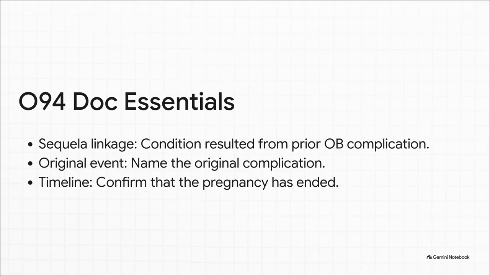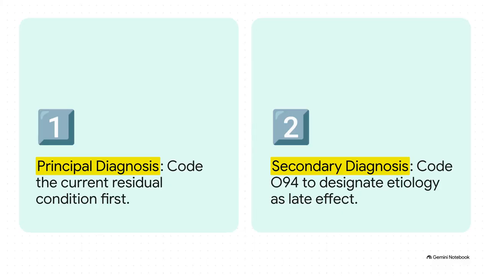Bottom line, without clear linkage in the clinical notes tying that past complication to the present issue, you simply cannot use this code. Now, what's really interesting about this slide is how O94 completely flips the script on everything else we've learned in Chapter 15. Seriously, normally obstetric codes take sequencing priority, right? Well, O94 is a major exception. Your principal or primary diagnosis must actually be the current residual condition. Then, and only then, do you sequence O94 as a secondary diagnosis just to designate that the underlying etiology is a late effect of a past pregnancy complication.